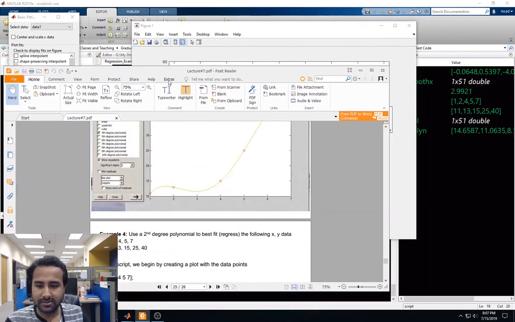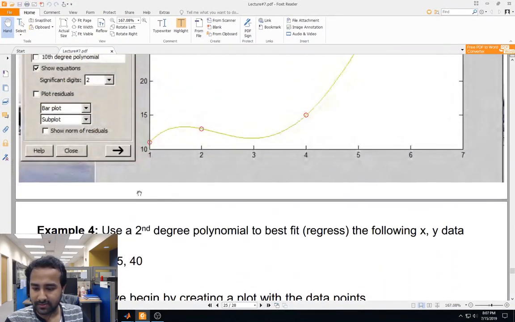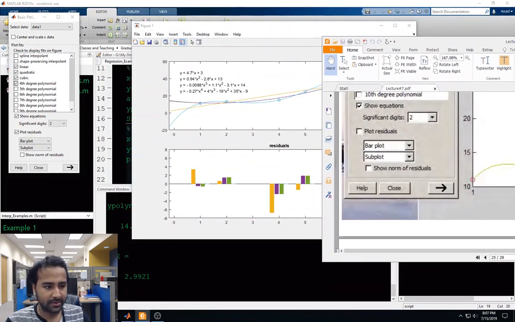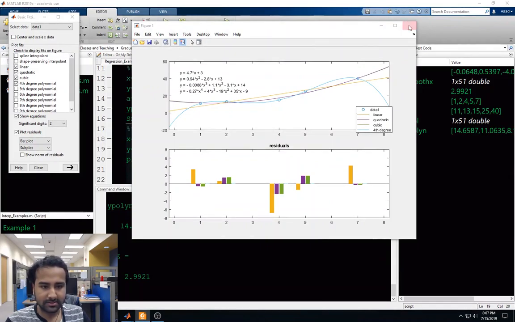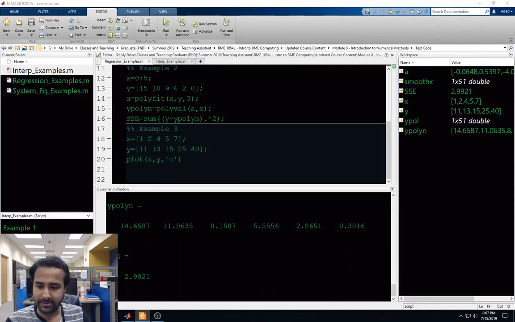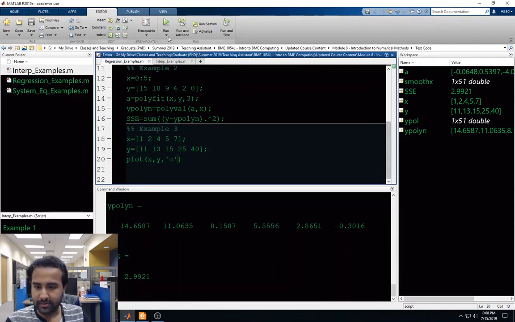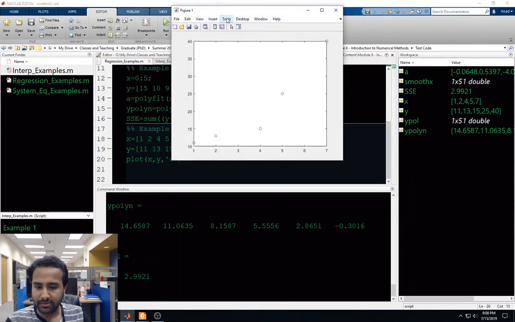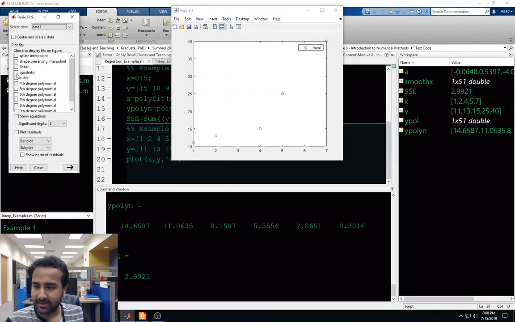Now let's do this one right here. So example 4. Use a second order polynomial to best fit regress the following XY dataset. So looks like we have a new dataset. So let's close this. Actually, I believe it's the same dataset. Yep, it's the exact same dataset. So let me go ahead and bring this back up. Tools, basic fitting, and they want us to do a second order fit, so that's quadratic. Looks like this. Let's see the equation. Here it is.